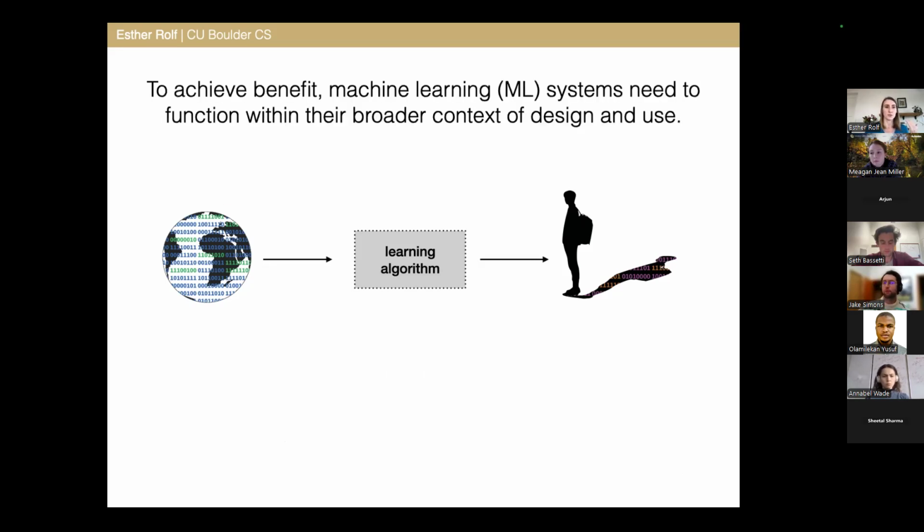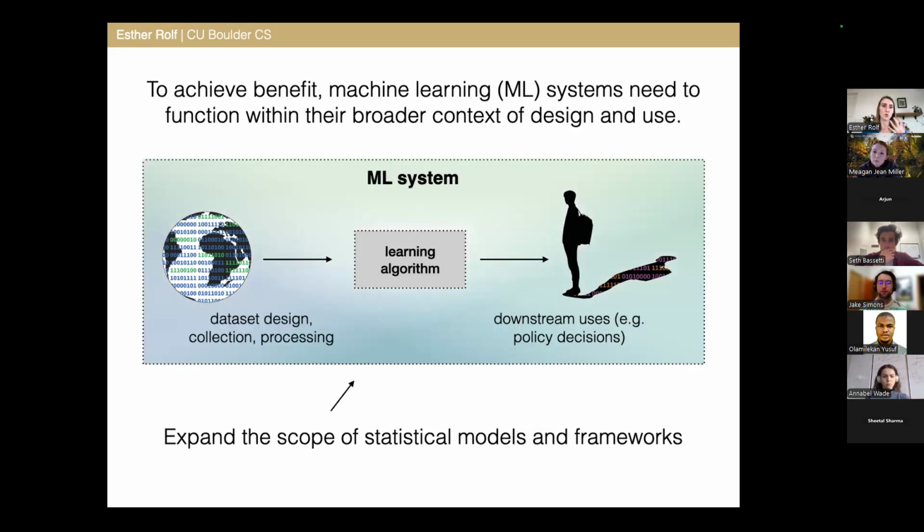So in order to achieve benefit, machine learning systems actually need to not just think about this gray box, but think about a much wider, broader context of design and use. And so what my lab does is we think about the types of data that are being input into these machine learning algorithms. We think about the types of uses that their output will have. And we expand the scope of the statistical models and frameworks that we design and analyze.